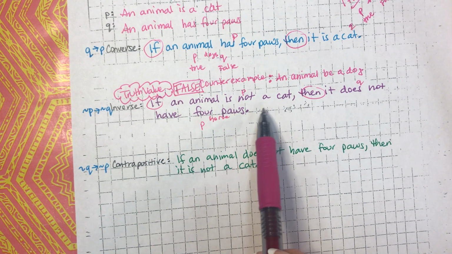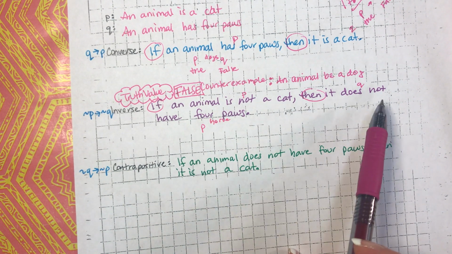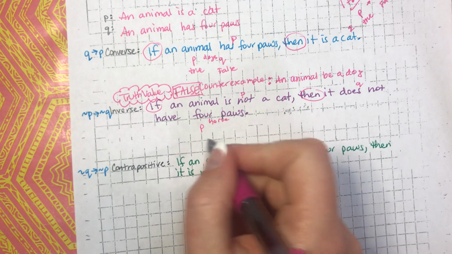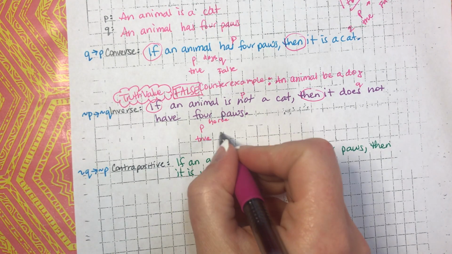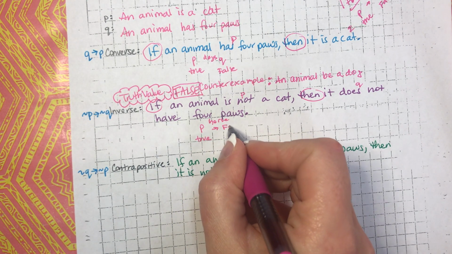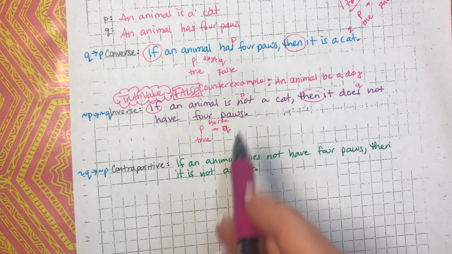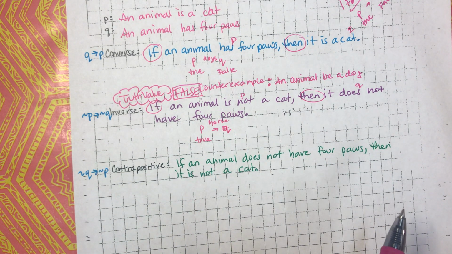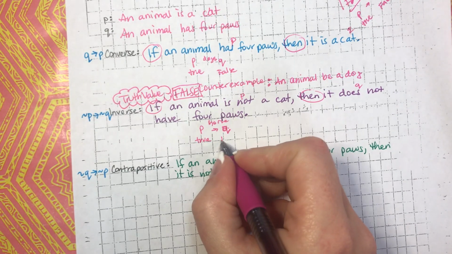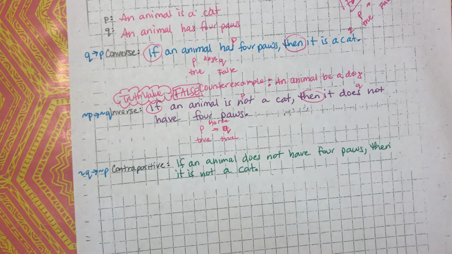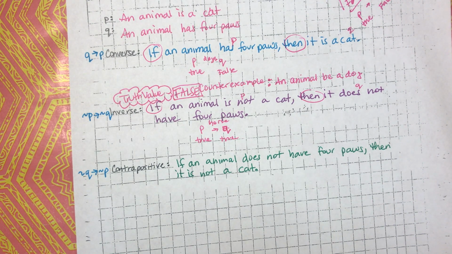If an animal is not a cat, like a horse, then it does not have 4 paws. So this would be true. And the conclusion, horses don't have 4 paws. They have 4 hooves, so they don't have 4 paws. So then that would make this true. So I would say that the truth value is true.